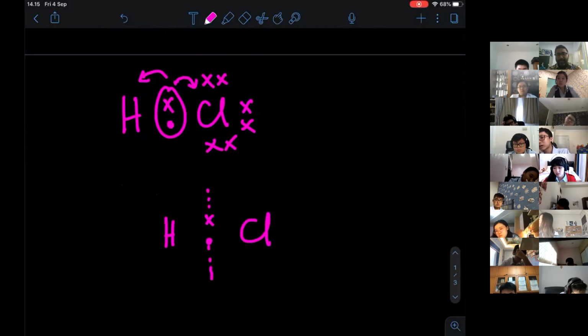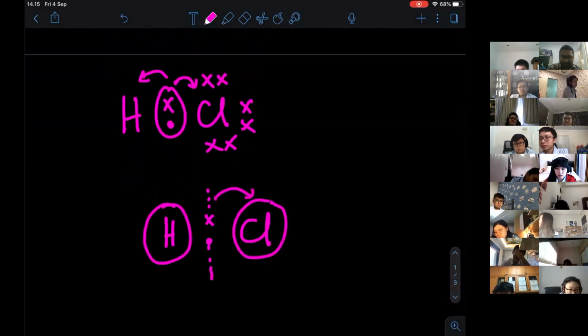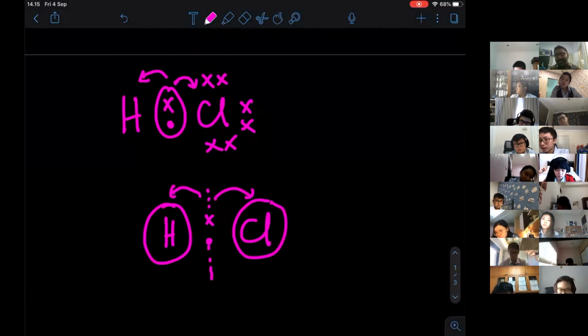Not really. It depends on the ability of this atom or this atom to pull them closer. So how do we actually know which one will have a better ability to pull the electrons? In order to be able to pull the electrons, your proton must be very strong. It means you must have a large number of protons. Your nuclear charge must be higher in order to be able to pull the electrons.